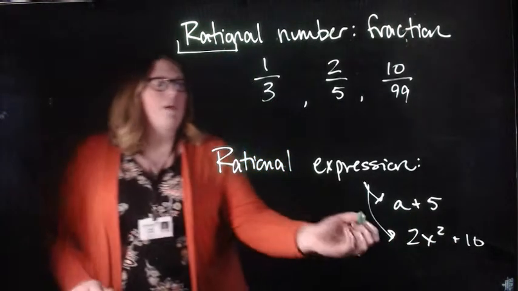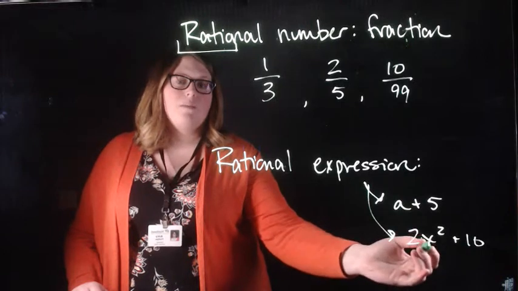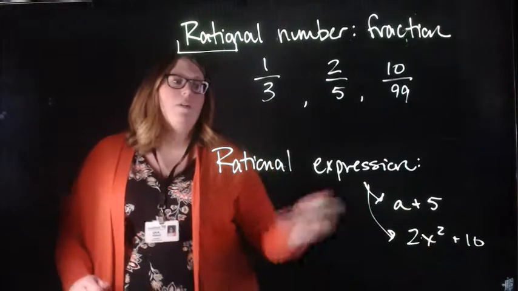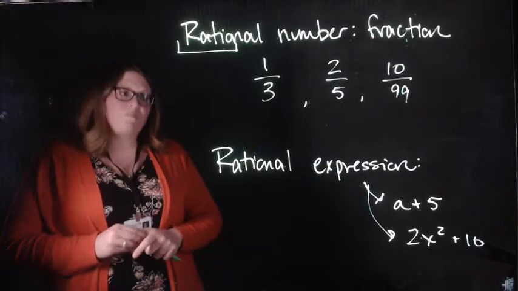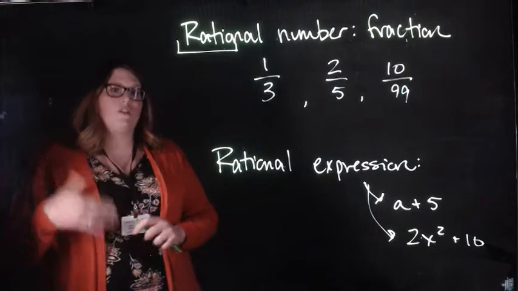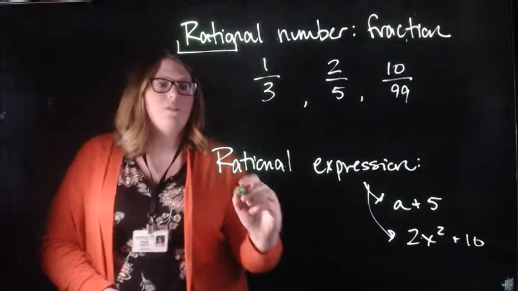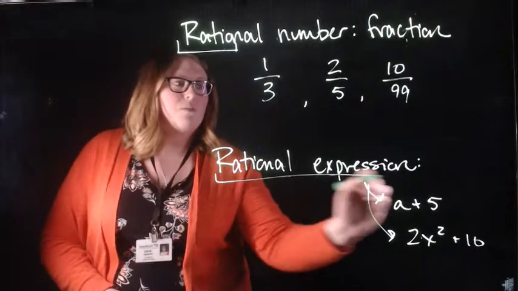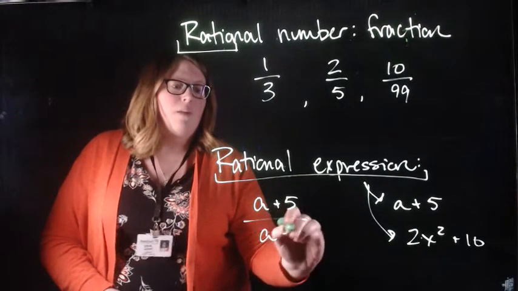I have the operation of multiplication going on here. I have a square, which means x times x. I have addition, I have a number, I have a variable in there. So that's another example of an expression. To make an expression rational, you just compare two expressions. So an example of a rational expression could be a plus 5 over a minus 5.